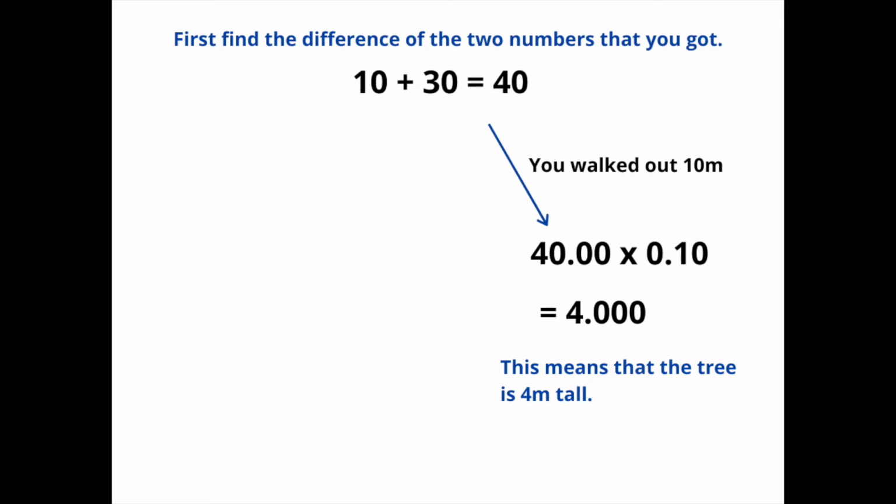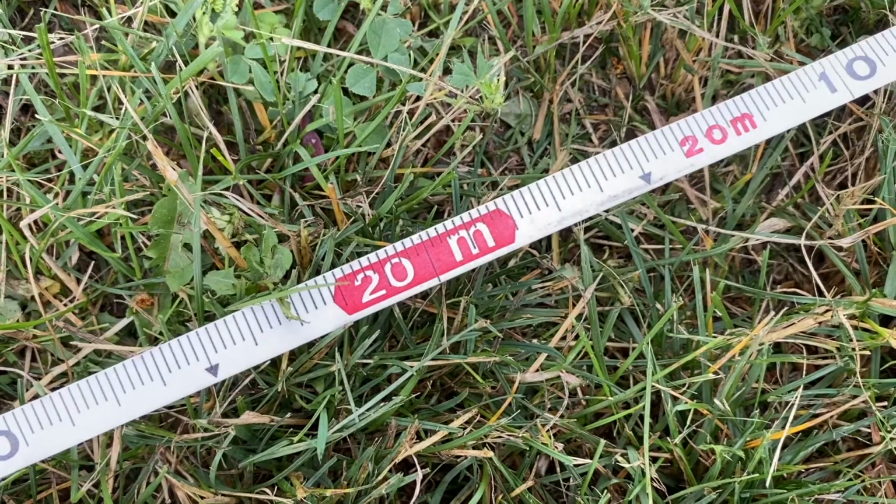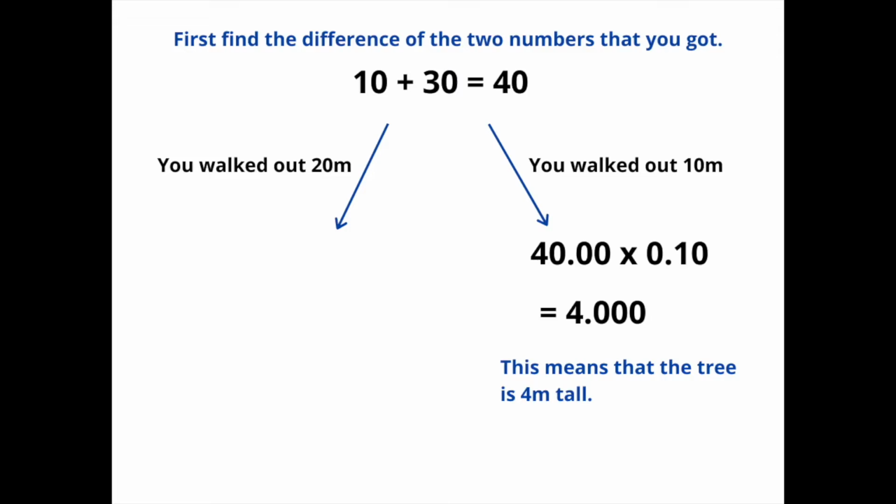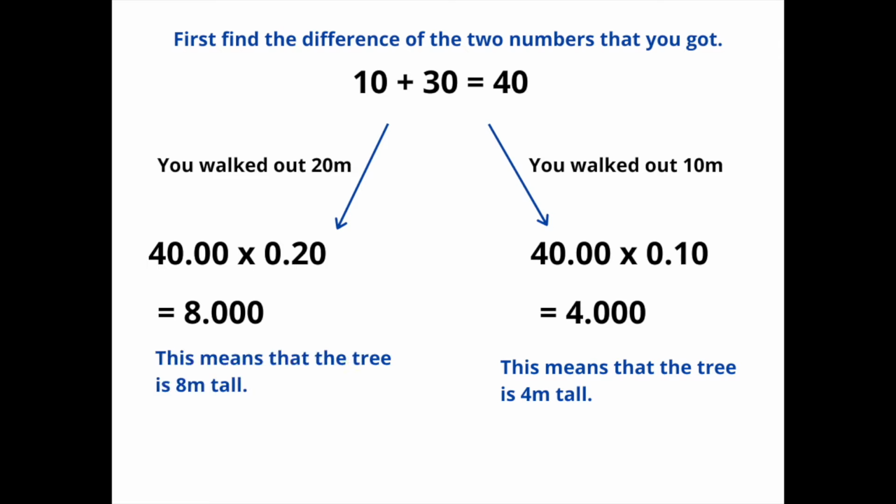This calculation changes a bit when you've walked out a greater distance, say 20 meters. If you walked out 20 meters and got a difference of 40 when looking at the tree, then you have to take 20% of 40, so 40 times 0.2, and you would get 8 meters total, so the tree would be 8 meters tall.